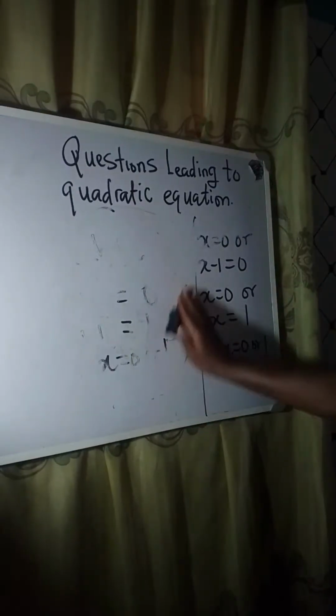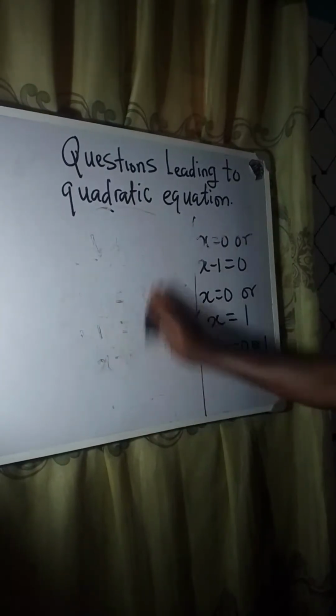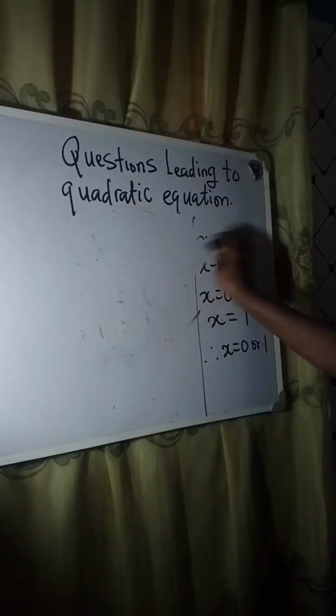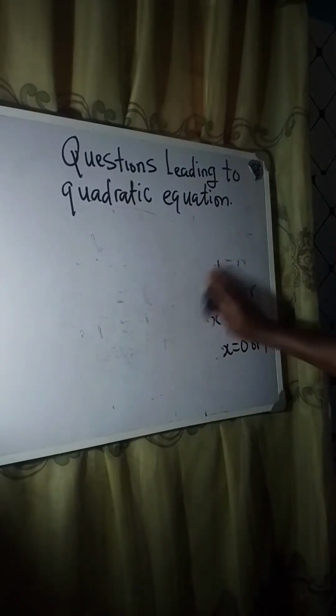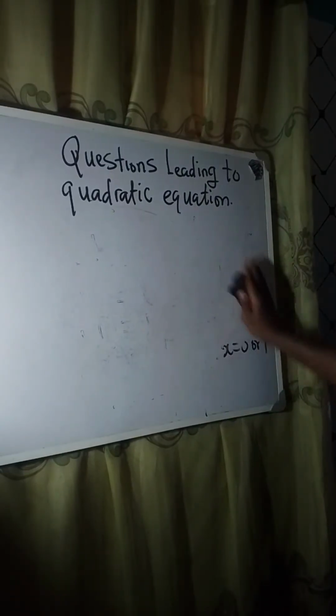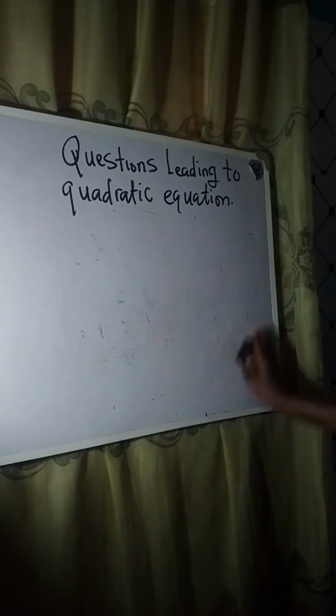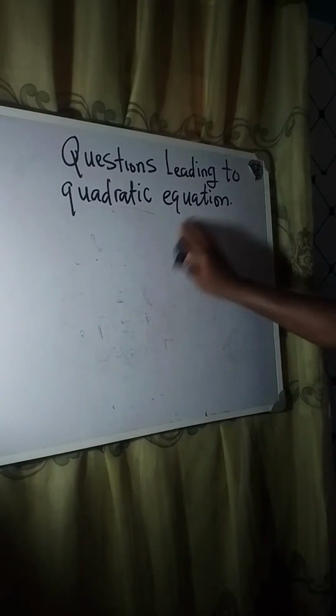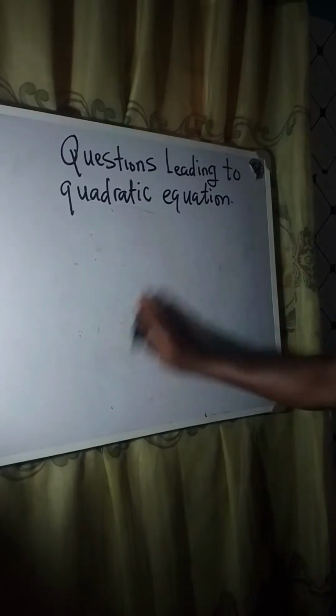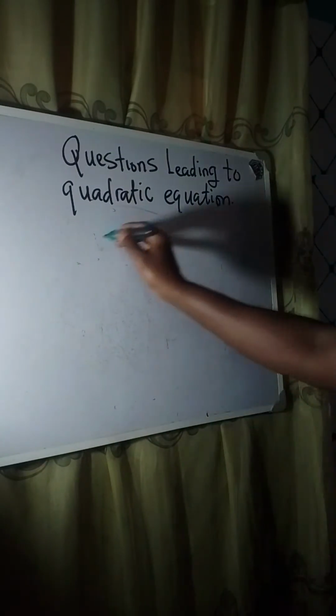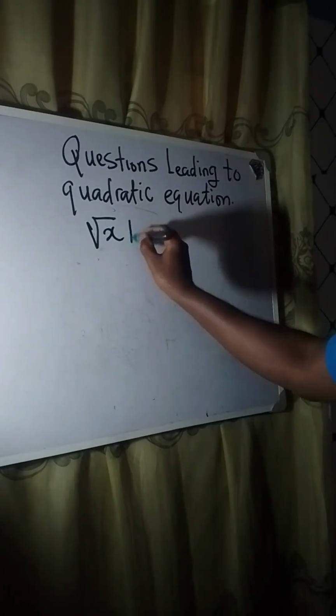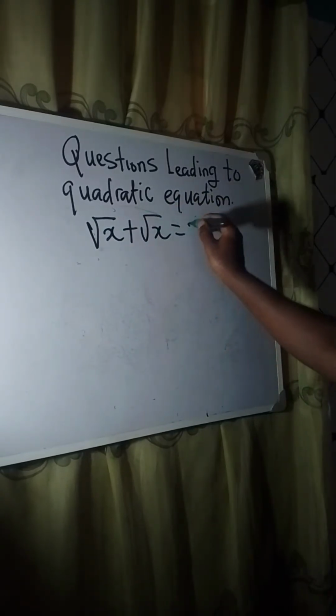Okay, so we're talking about equations that lead to quadratic equations. They are not initially quadratic, but when you begin to solve them, you're going to get a quadratic equation. Now look at this equation here: square root of x plus square root of x equals x. Now this is not yet a quadratic equation.